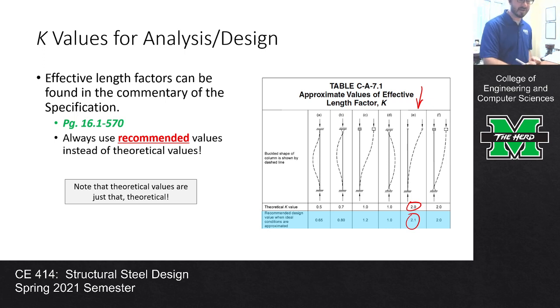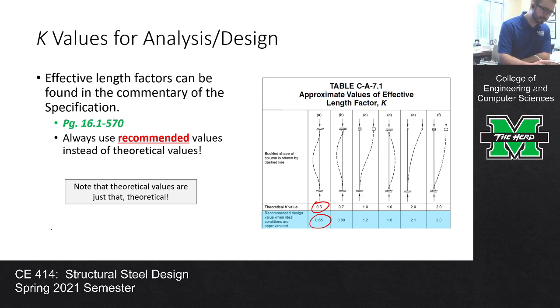For instance, if you have a column that is fixed on the top and the bottom, theoretically the K value should be 0.5. Ooh, I've colored over it there. So theoretically the K value is 0.5, but we're going to use 0.65 to account for real world conditions. Again, the theoretical values are just that, theoretical. Any questions on that? And if you're having trouble finding that, it's in the back part of the manual, in the gray pages section, near the rear.